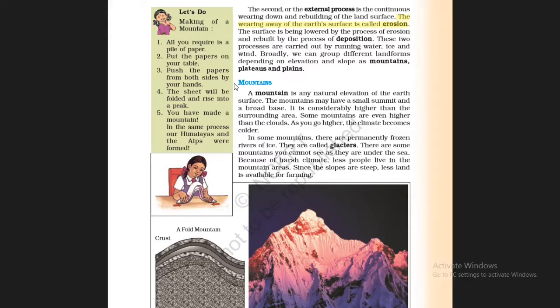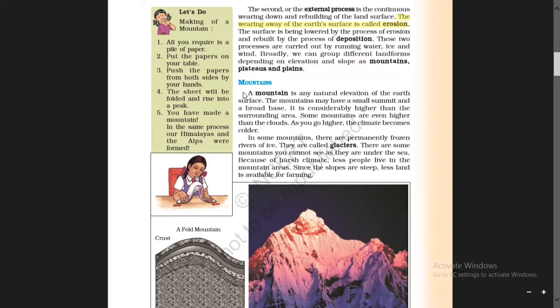Broadly, we can group different landforms depending on elevation. Elevation means the action or fact of raising or being raised to a higher or more important level. And slope as mountains, plateaus, and plains. So these are the different landforms here. Now let us discuss one by one.